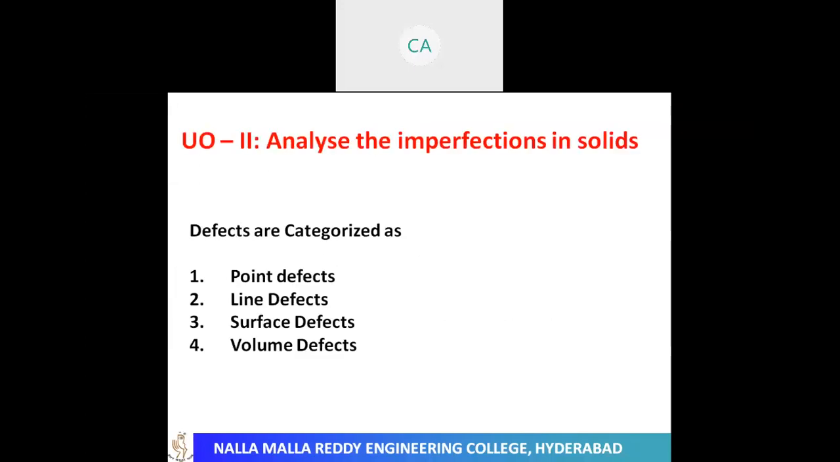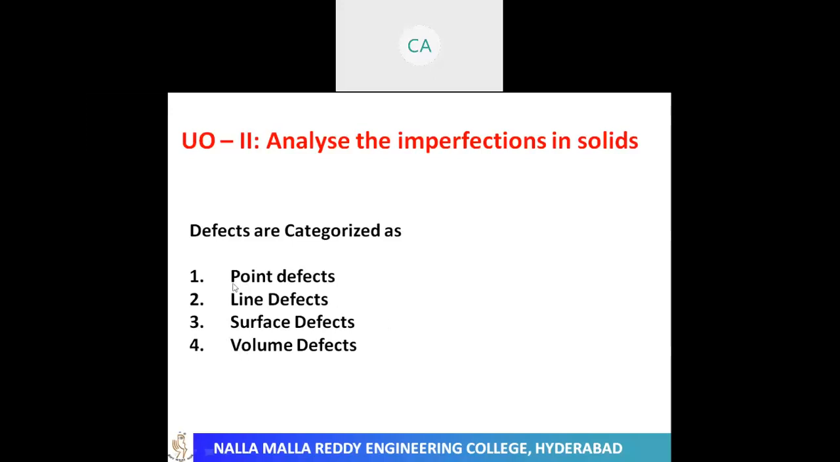Today, we will study about these defects, how they are created in the solids. So let's study one by one all these imperfections. The imperfections or defects in the solids are classified as point defect, line defect, surface defect and volume defect.